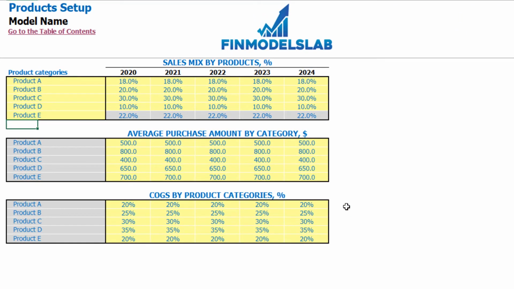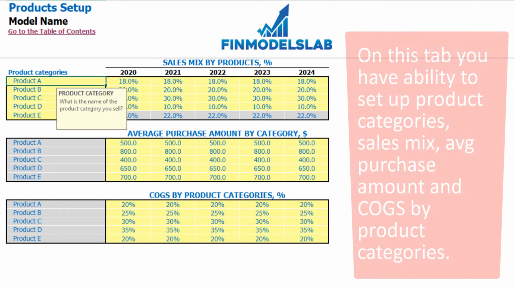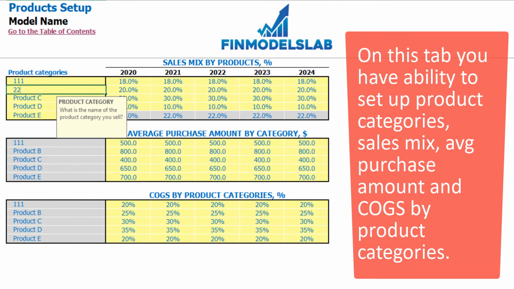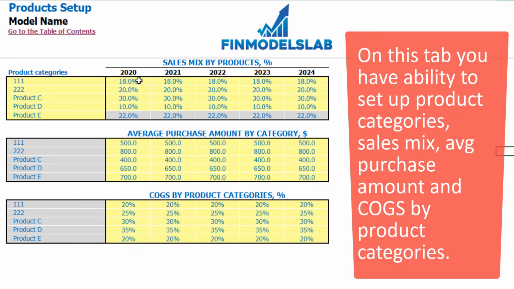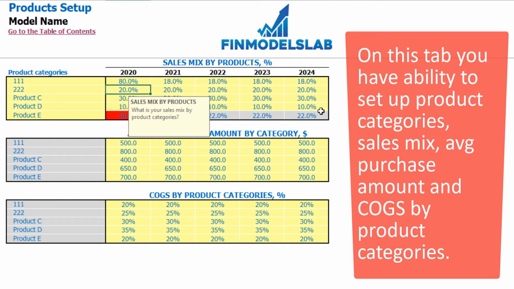On the product step, you can input product categories names like 111, 222, etc. Any name you need, and you can set up the sales mix by products. For example, if you input something wrong, like 80%, your product number 5, which is 100% minus the sum of the breakdown of the previous 4 products, will be minus 40%. You will see the red color. This means you input something wrong.